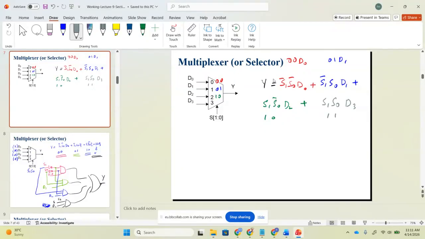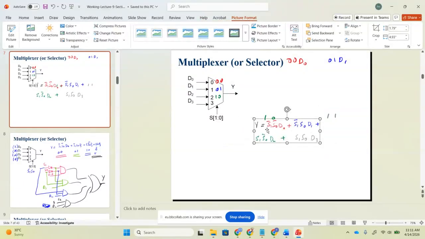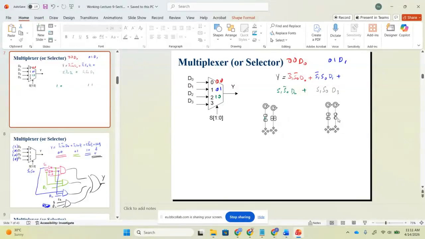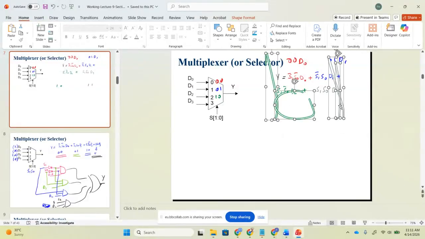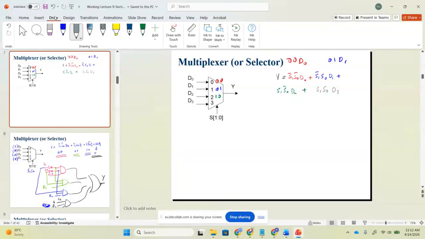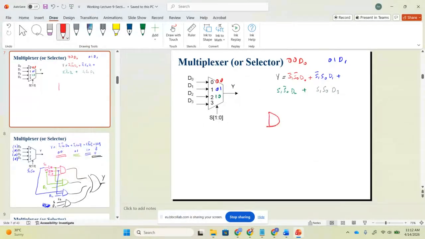Clear? Okay, now we want to draw the diagram for this. Can you see here? So we want to draw the diagram. Now I use all the colors. Okay, so now I'm going to draw the diagram. Please look at the red diagram. The red diagram is very simple. We have the red color, which is actually the S1 bar.